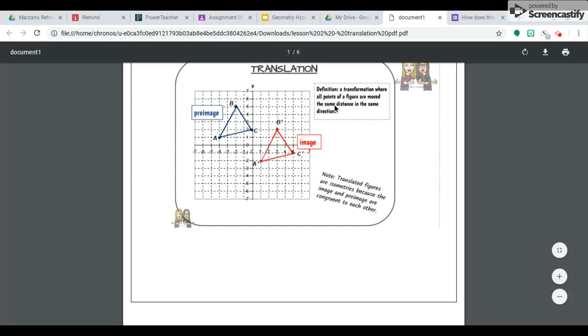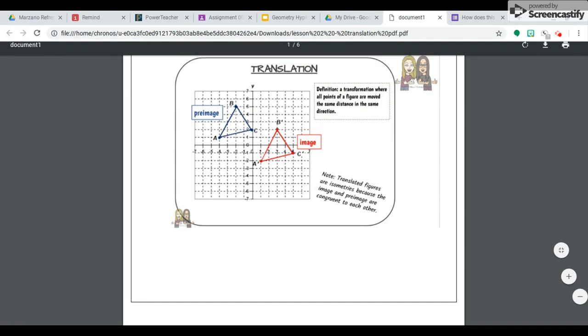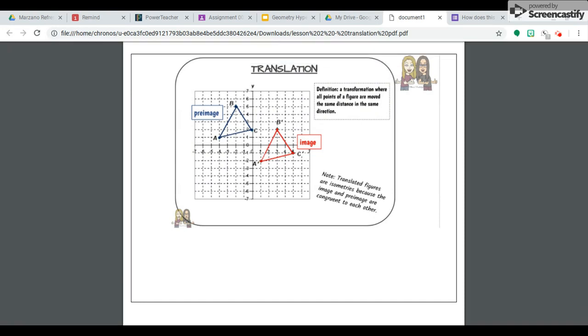Notice we have the definition right here. It says a transformation where all points of a figure are moved the same distance in the same direction. This is what a translation is. And then you have a note down here that says translated figures are isometries because the image and pre-image are congruent to each other.